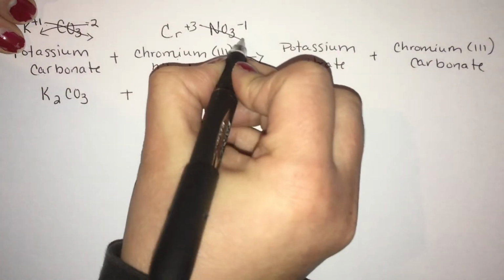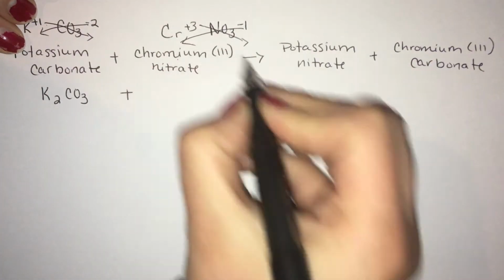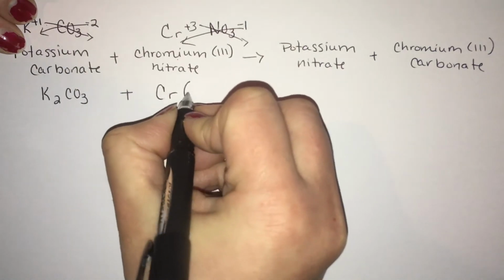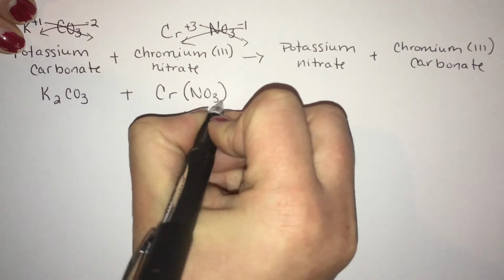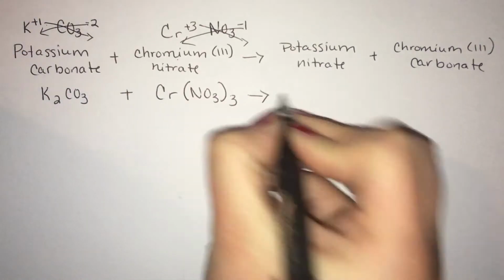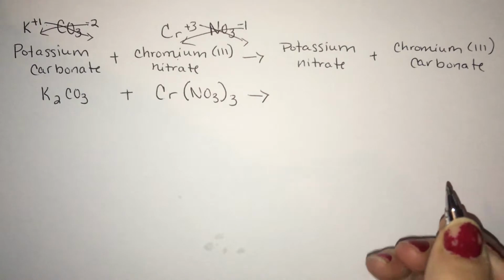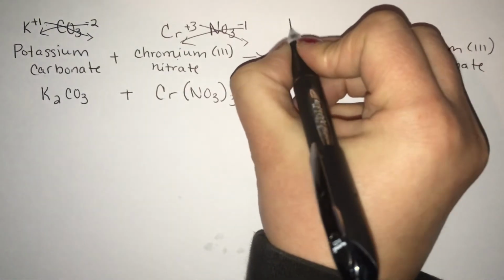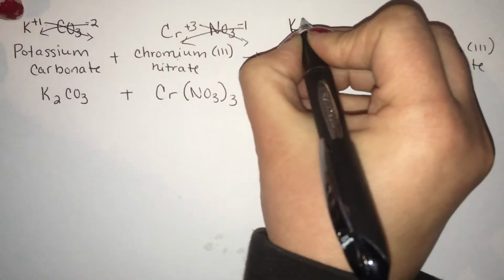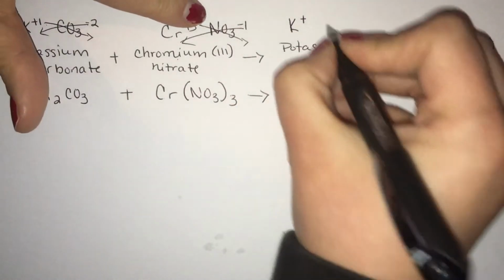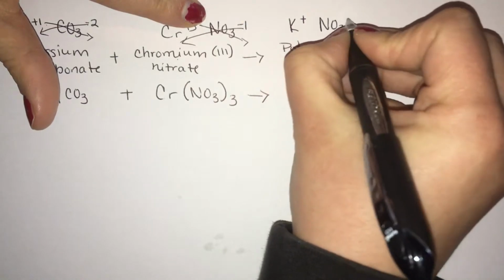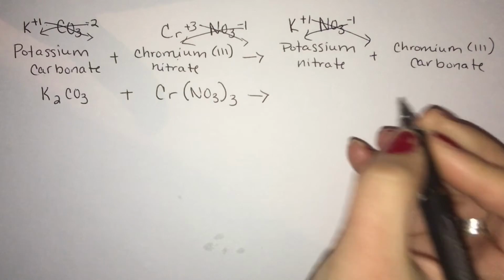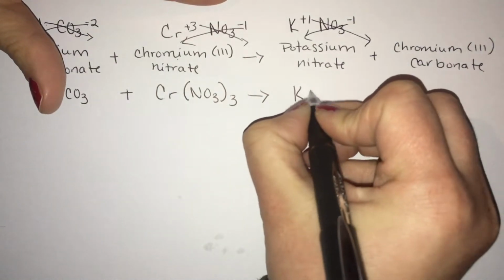Okay, so we're going to cross our charges down, and we will end up with Cr1, but we don't write it, (NO3)3. And don't forget your yield sign. Okay, now we will go on to this one, potassium. Potassium has a +1 charge, nitrate, NO3, -1 charge. Once you cross them down, it's a 1:1 ratio, so it doesn't matter. So we're just going to write KNO3.